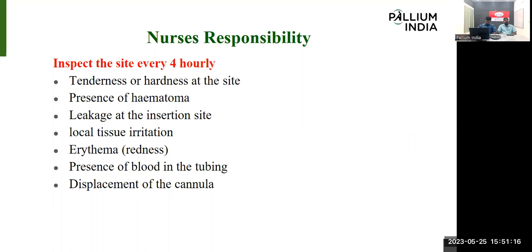Then, any local tissue irritation, if the patient is complaining of any pain or irritation. Then, whether there is any redness. Also, as I already told, any presence of blood or blood-tinged fluid in the external tubing. Ideally this will not happen, but if it happens, we also need to change the site. Then, any displacement of the cannula.